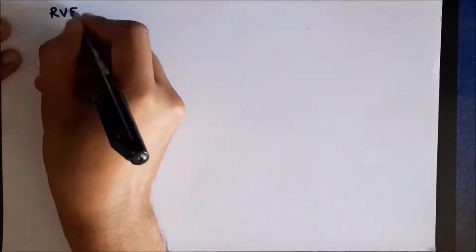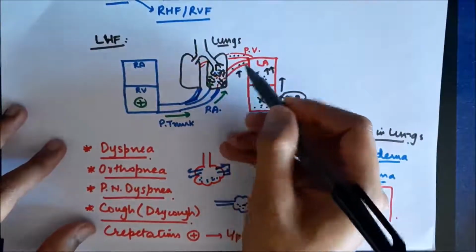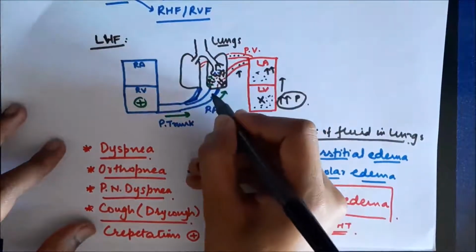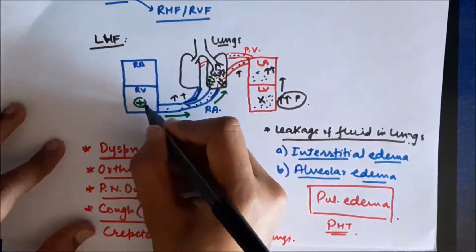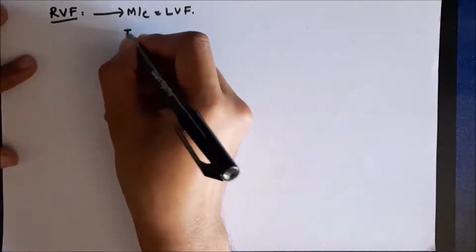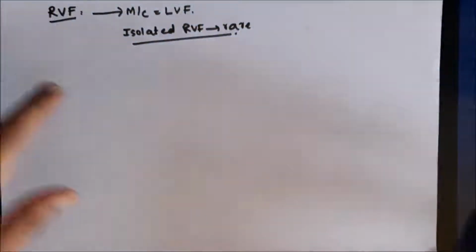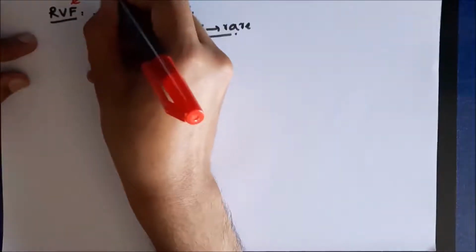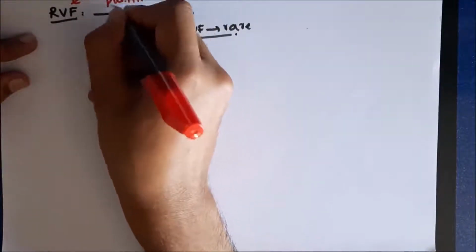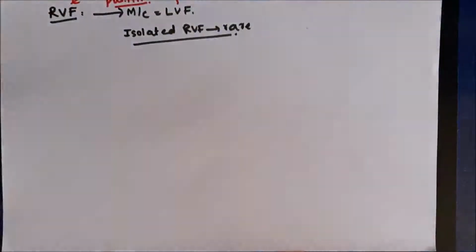Now let us have a discussion of right heart failure or right ventricular failure. The most common cause of right ventricular failure is left ventricular failure, because once left ventricular failure occurs, it results in pulmonary artery hypertension, which causes pulmonary congestion. Then the right ventricle will not be able to pump blood against this high pressure, so it will result in right ventricular failure. However, isolated right ventricular failure is very rare. Most of the time it occurs after left ventricular failure. So left ventricular failure leads to right ventricular failure, and the main complication is due to pulmonary hypertension.